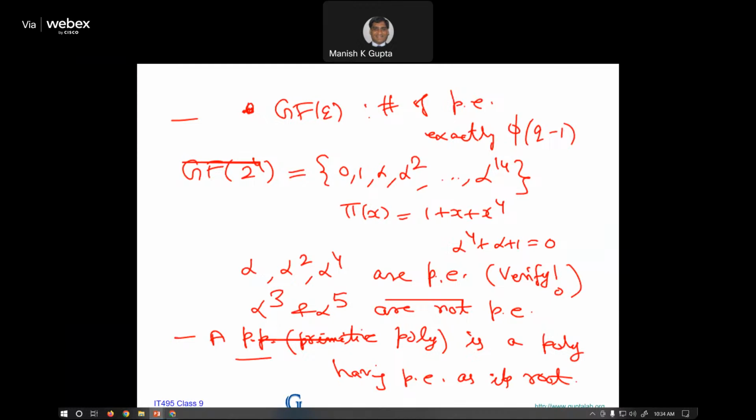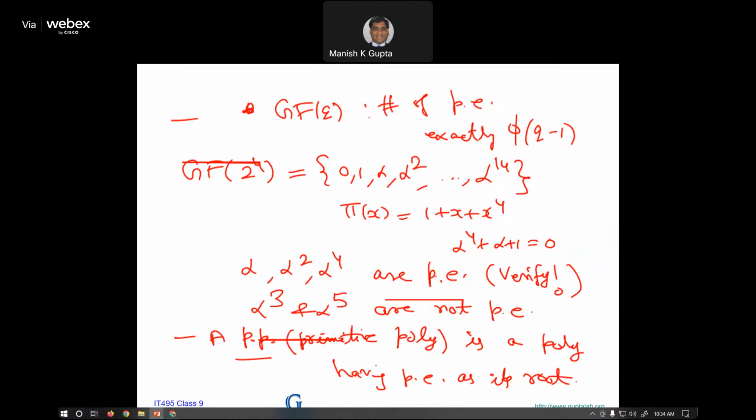So the order you can compute. How will you compute the order? Alpha, alpha square, alpha cube, keep on multiplying until you get 1, right? So the order of beta is the smallest positive integer m such that beta raised to m is equal to 1. So you can compute the order of each of these elements. And you can also compute the order of alpha raised to power 3 and alpha raised to power 5. You will see that these are not primitive elements.